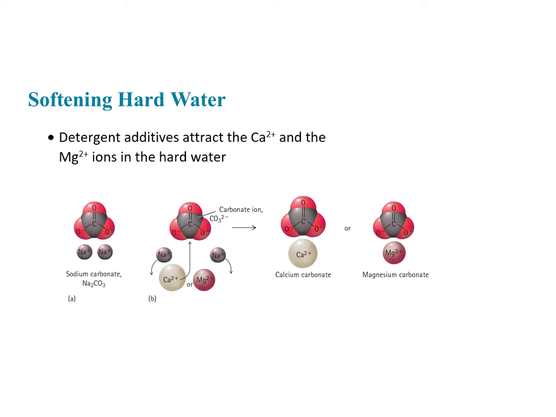And so what you can see happens is this guy actually separates out, and this calcium 2+ ion bonds here, or this magnesium 2+ ion bonds there, and in either case you can form calcium carbonate or magnesium carbonate. But the point is that these calcium ions and these magnesium ions get bound to these additives so they can no longer interfere with the action of the soap, because they're more strongly attracted to these carbonate ions than they are to the soap.